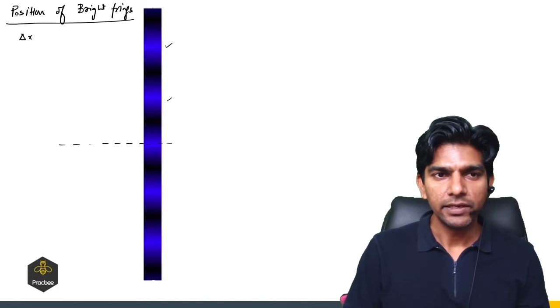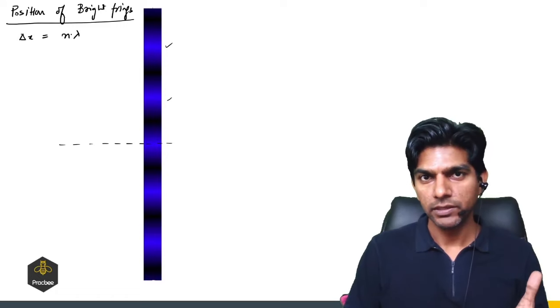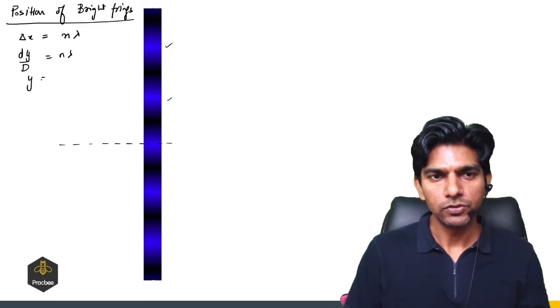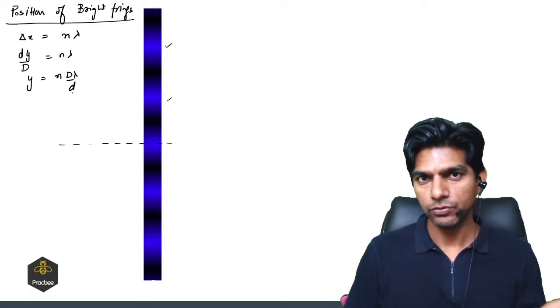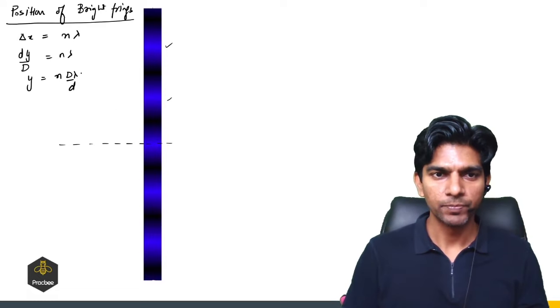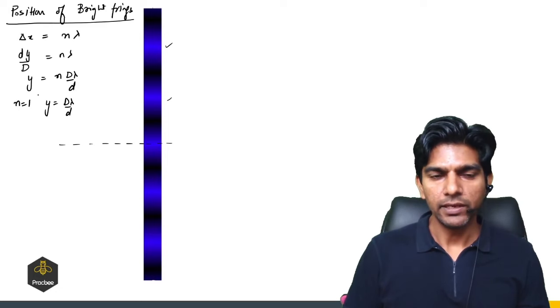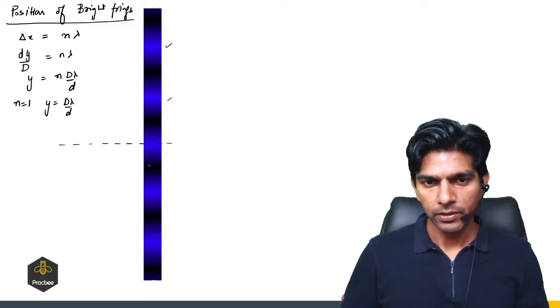And delta x should be equal to n lambda, that we have just studied in interference. So d y by capital D should be equal to n lambda, or we can say y should be equal to n capital D lambda by small d, where n can be 0, 1, 2, 3, and so on and so forth. If you put n equals 1, y will be capital D lambda by small d, and if you put n equals 0, we'll get 0.